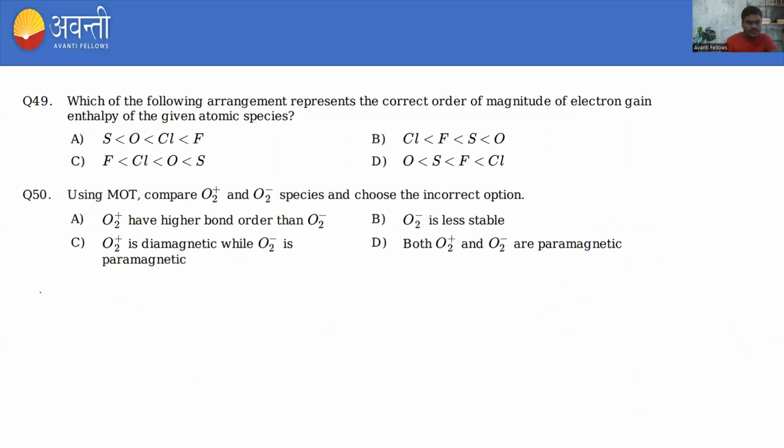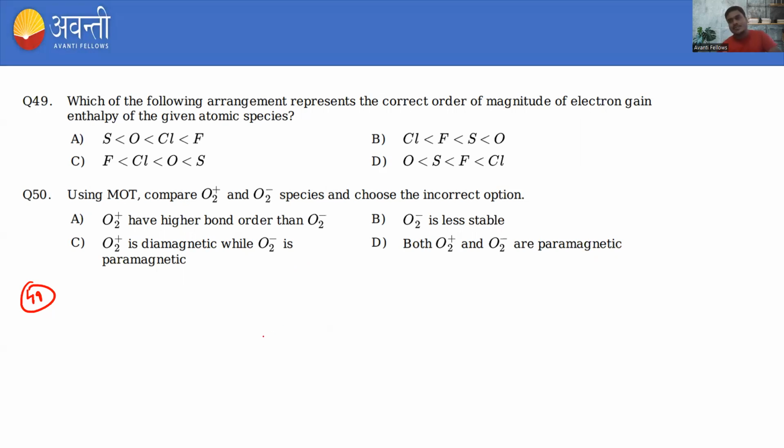It's a very simple question. Now, move to the next question, that is question number 14, right? Which of the following arrangements represents the correct order of magnitude of electron gain enthalpy of the given atomic species? So in this question, you want to arrange these according to their electron gain enthalpy. We know that electron gain enthalpy means the tendency of an element to gain one electron to become stable.